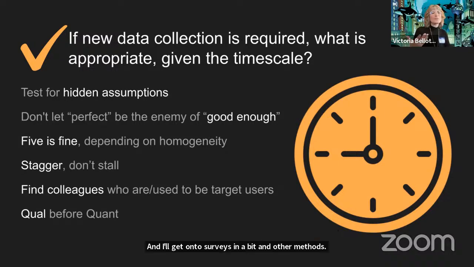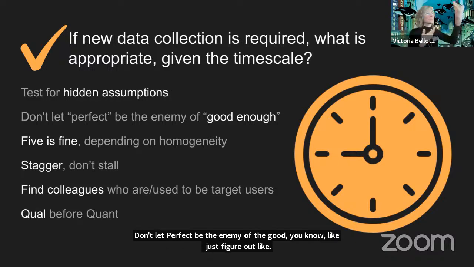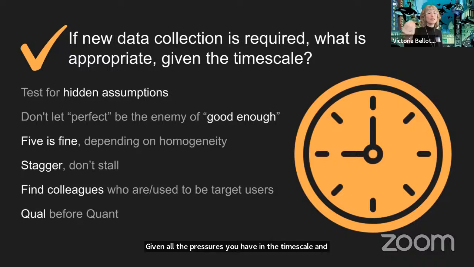Don't let perfect be the enemy of the good. Given all of the pressures you have and the time scale, figure out what's good enough. Maybe 5 people is fine. If you can't find enough people, they're really rare birds and hard to recruit, then just stagger the research and do that interview with that one person. One person is better than no people, and you'll get another person later on. So don't hold things up because you haven't finished recruiting 12 people or whatever it is.